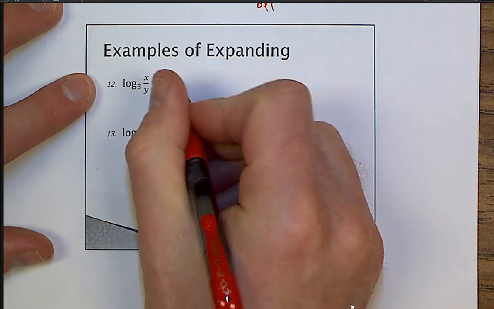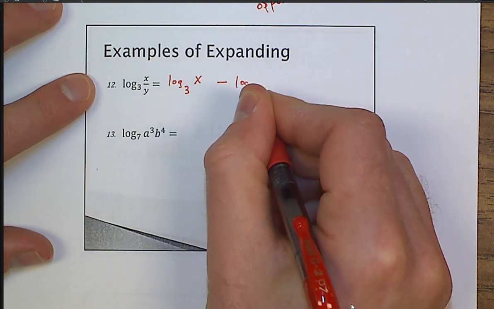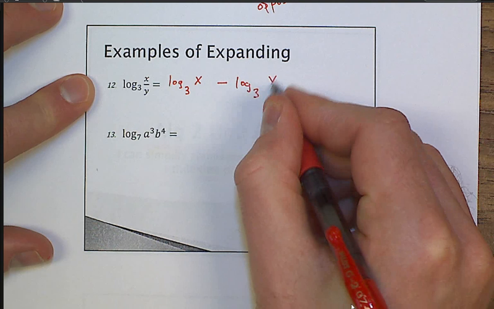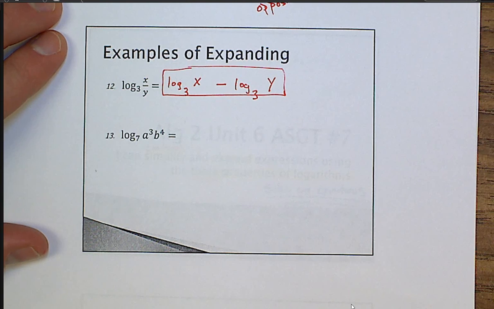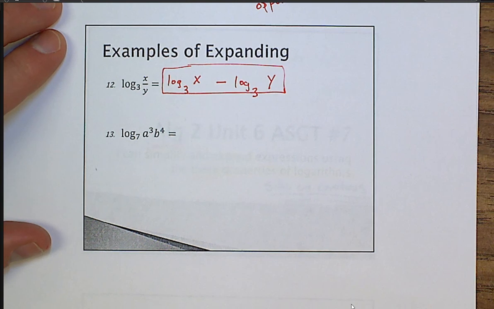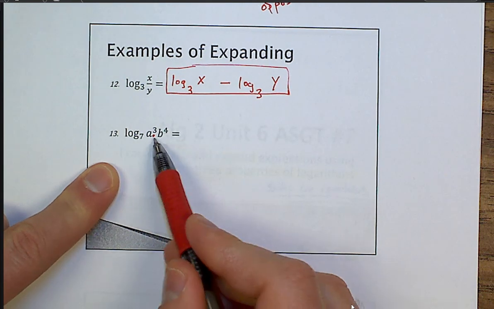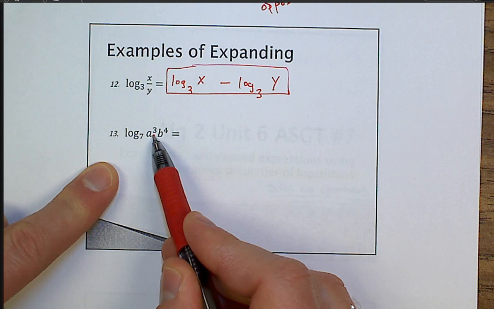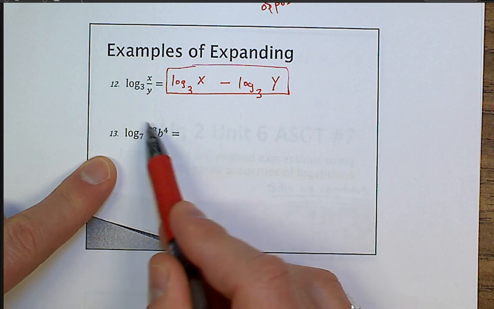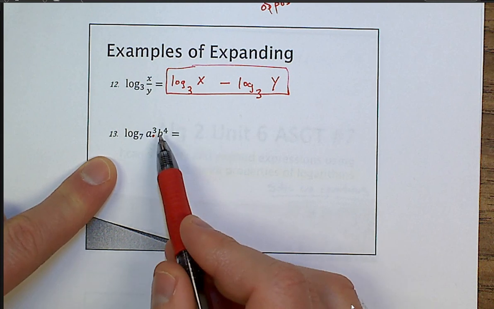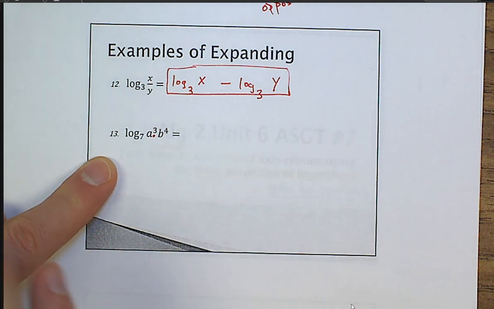So this becomes log base 3 of x. Remember, the numerator is always first. Subtract log base 3 of y. And that would be our answer. That's an example of condensing, or excuse me, expanding. We're making it larger. Now, when you look at this one, we have a couple things going on here. We have a to the third times b to the fourth, so times. And we have exponents. And when you expand with the exponents, those exponents need to go out in front. But you always do the exponents second after you either add or subtract based on what we have here.